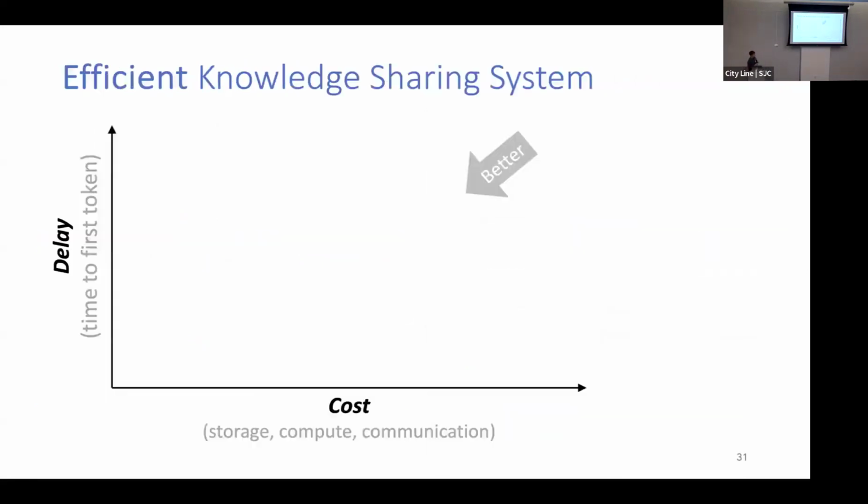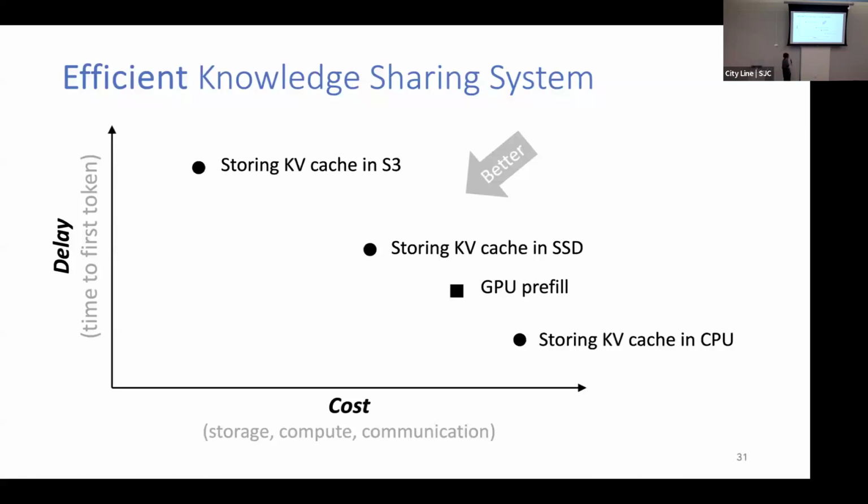I do want to finish the talk with this graph, which shows how we envision the world will view whether a knowledge sharing system is good or bad. There are two key metrics: cost, which includes storage cost, compute cost, and so forth, and also delay. The naive, default way today is to do prefill again and again using GPU cycles, which is very expensive and somewhat slow. You can naively store the KV cache in different places, for example in CPU memory, which is more expensive, or on SSD or S3. But they exhibit a trade-off between cost and delay: you can spend more money to store the KV cache and the delay will be shorter, or you can use cheaper devices, but the delay will be much higher.